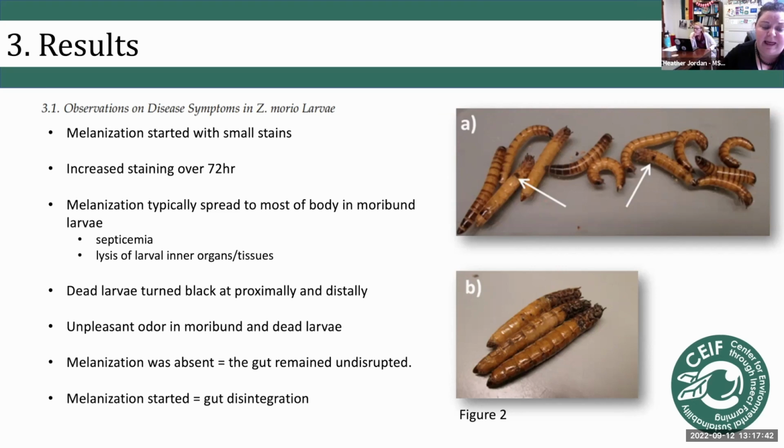The dead larva turned black at the proximal and distal ends. There was an unpleasant odor reported in the moribund and dead larvae. If the melanization was absent, they found the gut remained undisrupted, and melanization starting and spreading was indicative of gut disintegration.